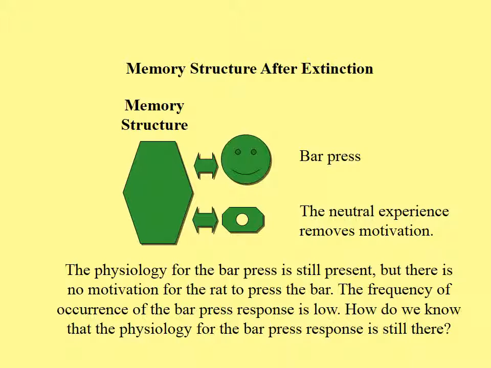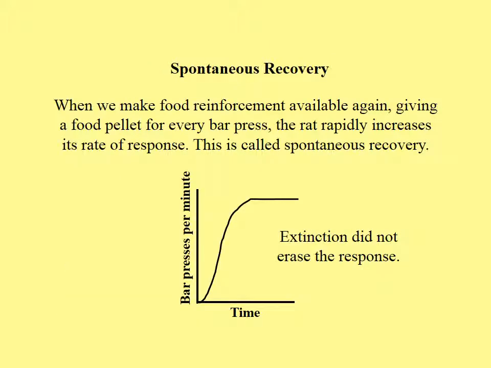How do we know the physiology for the bar press response is still there? When we make food reinforcement available again, giving a food pellet for every bar press, the rat rapidly increases its rate of response to a high rate. This is called spontaneous recovery. Extinction did not erase the response because the response rate increased more rapidly than in the first session. This suggests that there was an existing memory structure for the bar press.